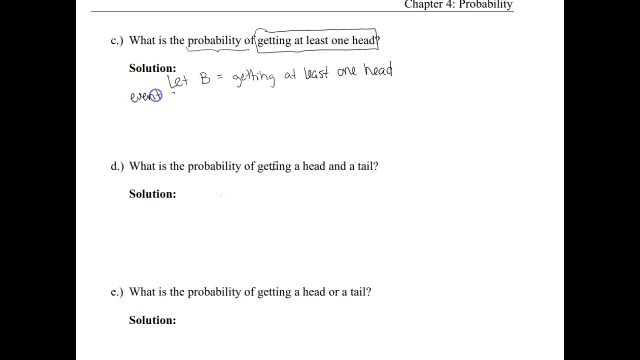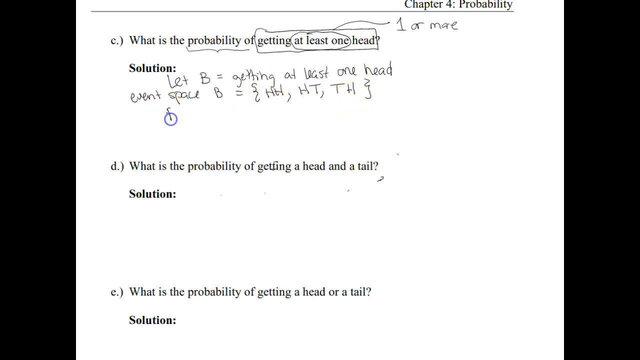So then our event space that corresponds with that, if we go back to our sample space, so getting at least one head, the first outcome we had was HH. So let's also write in here at least one. That means one or more. So that first outcome, HH, 2 heads, so that's at least one, that's one or more. Okay, and then we had HT and TH. So there were 3 different outcomes in the sample space that met the condition of getting at least one head. So our event space B has 3 outcomes in it.